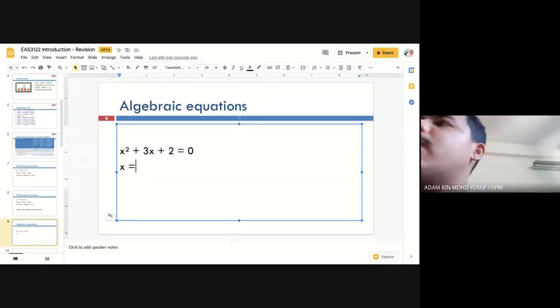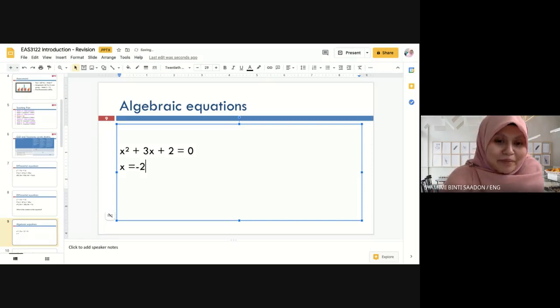-1 and -2. Okay, simple. (x + 1)(x + 2). So when we have algebraic equations to solve, thank you Adam, we have to find the x where the equation x squared plus 3x plus 2 equals 0. So the answer will be -2 and -1.